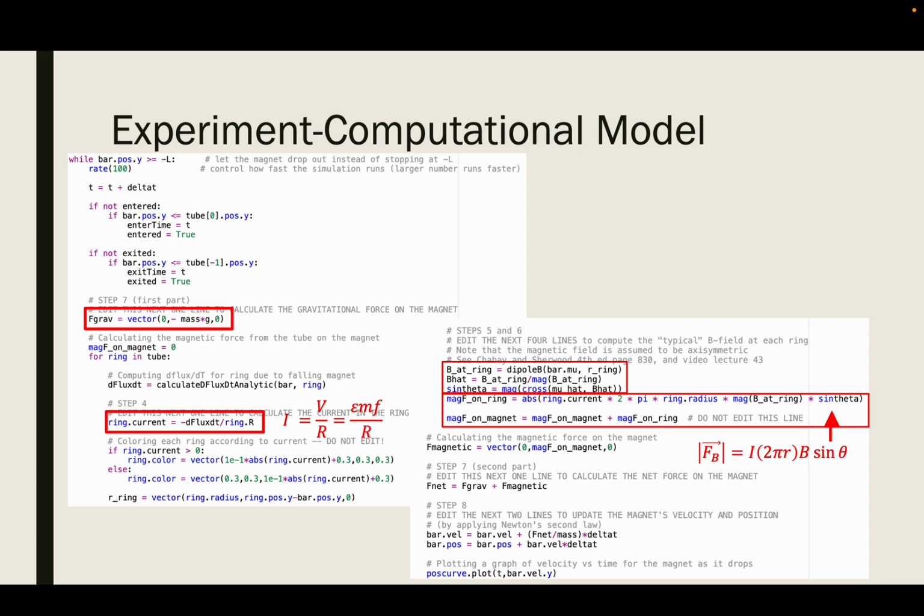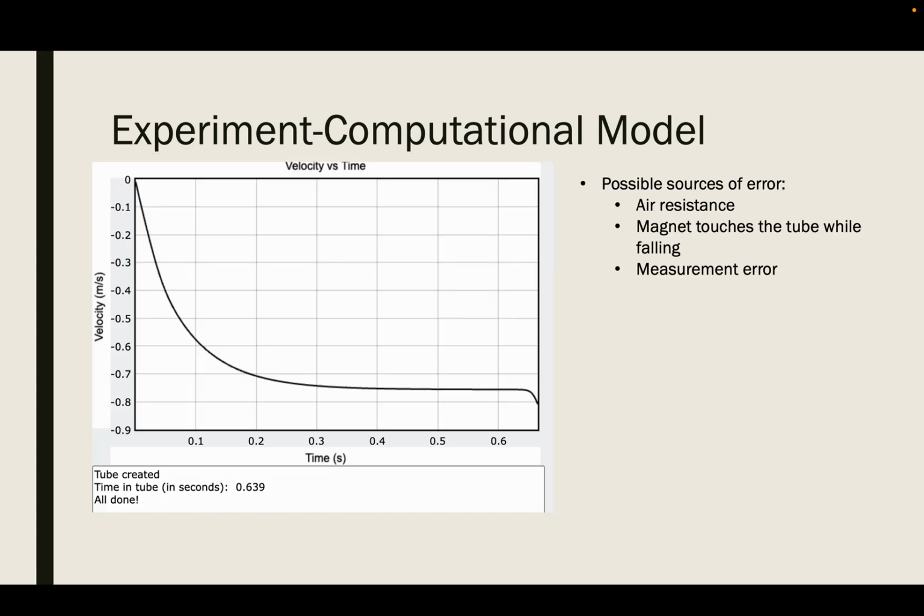So by applying Newton's third law, I can get the magnitude of the Fb force by the ring current on the bar magnet. Thus, the forces on the bar magnet are Fg by the earth and Fb by the ring current. The result shows that it takes 0.639 seconds for the bar magnet to fall in the tube. The result of the computational model is slightly smaller than the observed model.